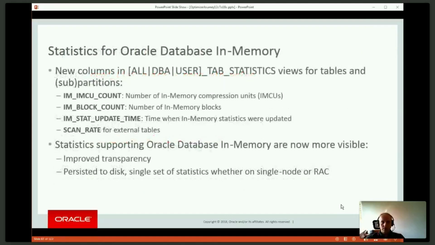Okay. We also added some new columns on user tab statistics relating to in-memory. So if you need to know more about the in-memory, we've added some new columns on the tab statistics so you can see some more specific numbers.